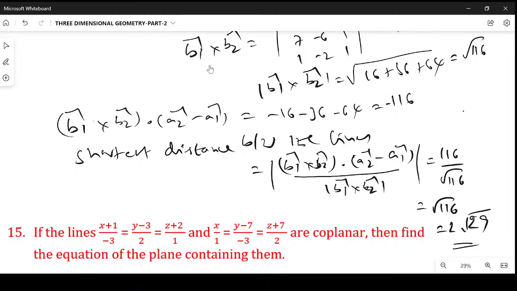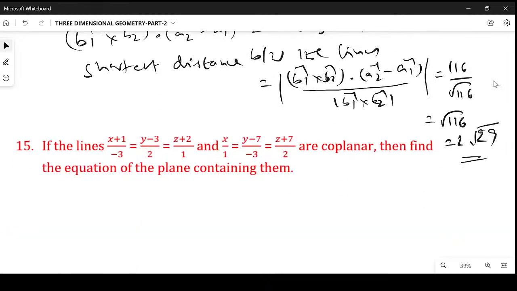I hope you understood this. This is also an important one, shortest distance.